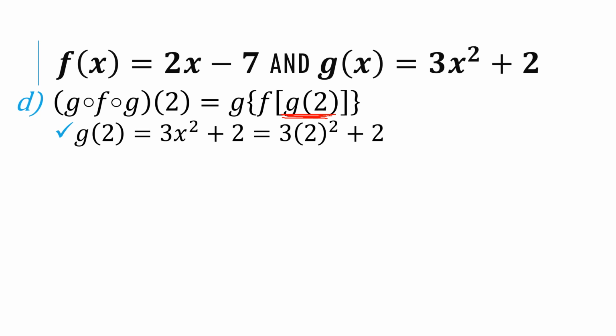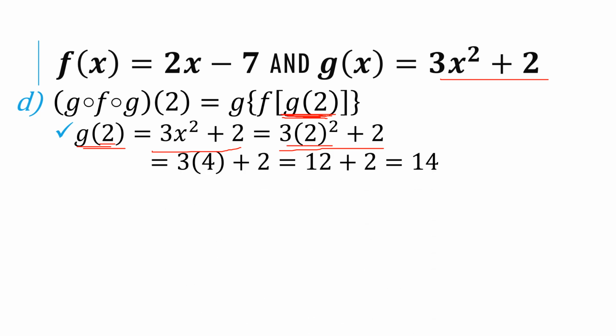So, g of 2 here, kinopya ko yung g, ang g is 3x squared plus 2, tama? And then, substitute 2 sa x, so magiging 3 times 2 squared plus 2. So, isimplify natin lahat. Okay, so 2 squared is 4. Then 3 times 4 is 12. 12 plus 2 is 14. So, g of 2 is equal to 14. Ibig sabihin, dito ang sagot is 14.